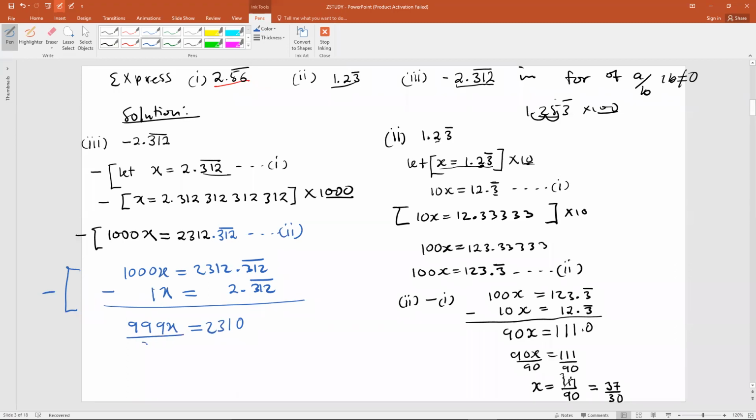Then you want x, so you divide by 999 on this side and 999 on that side. Bearing in mind the result is negative, x is equal to negative 2310 over 999. Can a number go there? So you start testing. In 999, a 3 can go there. Can 3 go into 2310? Starting with 23, yes, it can go there.